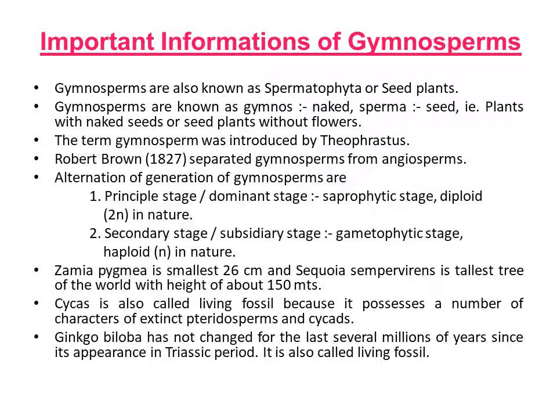Important information on gymnosperms. Gymnosperms are also known as spermatophyta or seed plants. Gymnosperms: gymno means naked, sperma means seeds, that is plants with naked seeds or seed plants without flower. The term gymnosperm was introduced by Theophrastus. Robert Brown in 1827 separated gymnosperms from angiosperms. Alternation of generation of gymnosperms: the principal or dominant stage is a sporophyte which is diploid in nature. Secondary or subsidiary stage is a gametophyte which is haploid in nature.